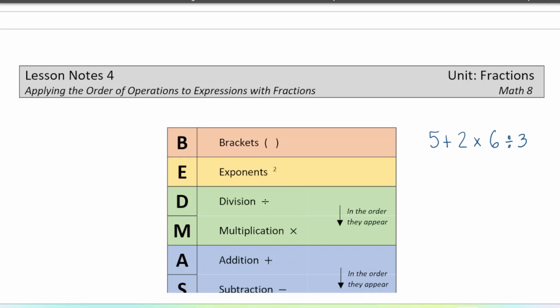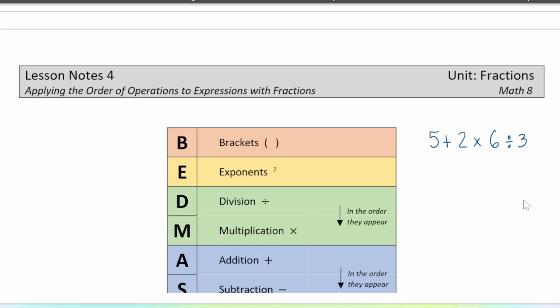Okay, lesson 4 of the fractions unit today. We are applying the order of operations to expressions with fractions. In math, when we're evaluating any expression with operations like adding, subtracting, multiplying, dividing, we do it in a certain order. The order is very important. We don't just do it left to right like we would read. We have a specific order that we need to remember.